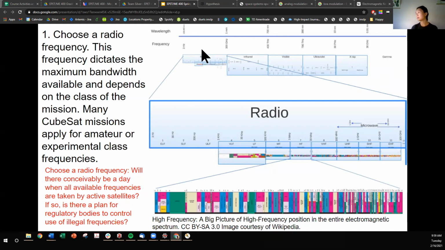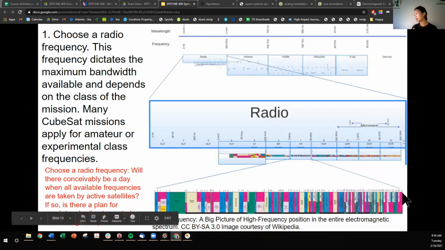Here's the electromagnetic spectrum, where the radio band is broken out. And then again, we saw this in an earlier slide, the radio band is further separated into these smaller segments. And even if you just look at high frequency HF, that is broken up into even more allocations of frequencies. We are going to do something in the amateur or experimental class frequency that's more on the UHF side.